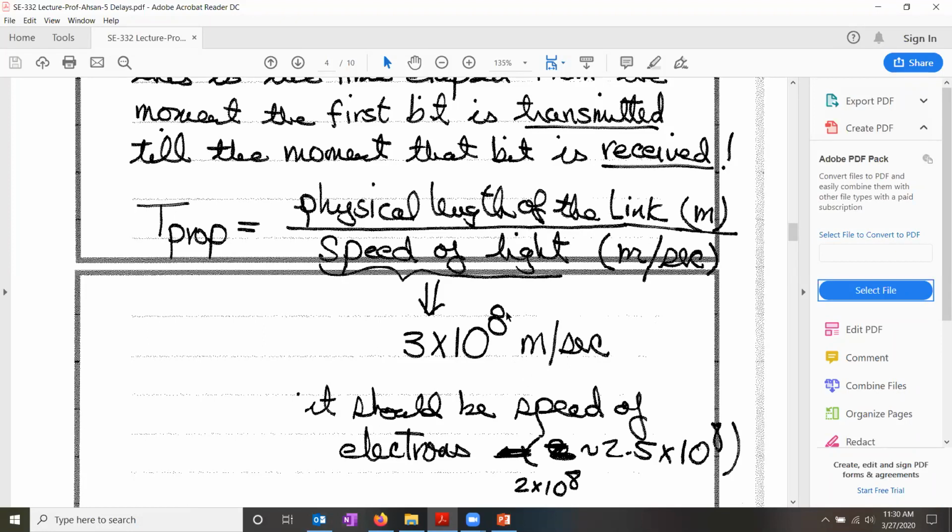But make sure that if you are using the speed of light, 3 into 10 raised to the power 8 meters per second, then the physical length of the link should also be in meters. It should not be in kilometers. The units should be consistent.